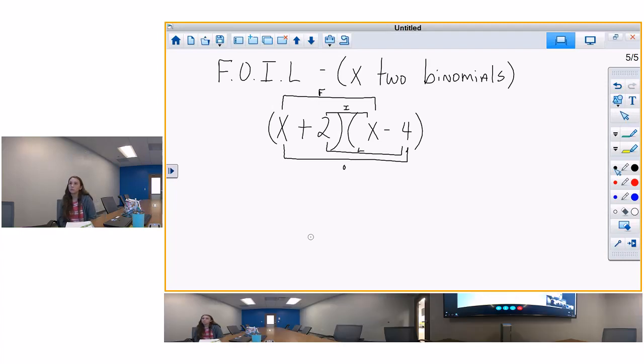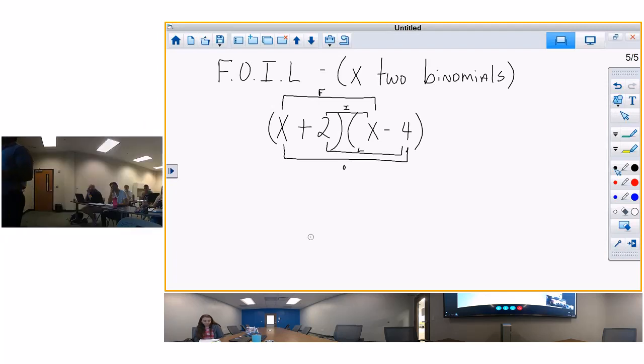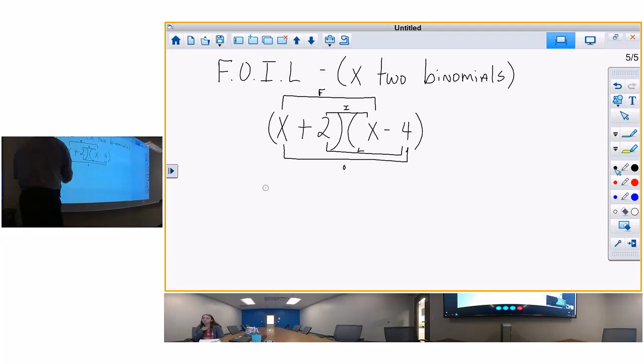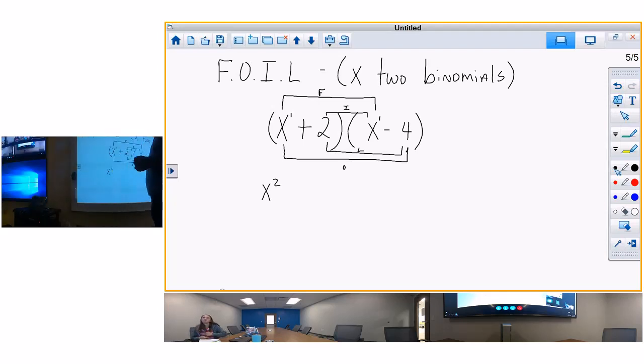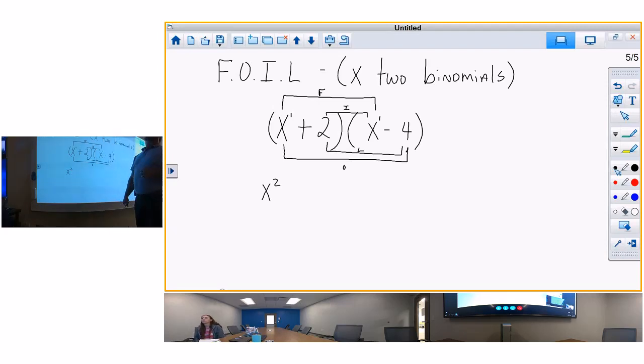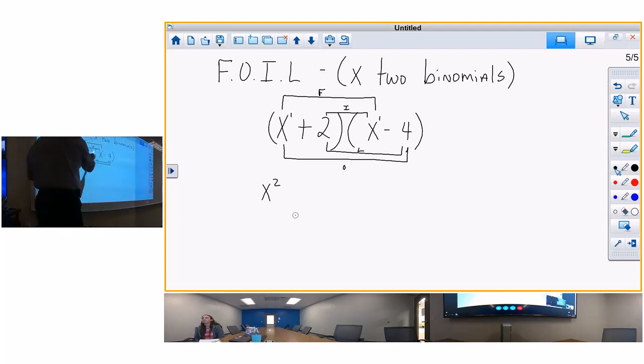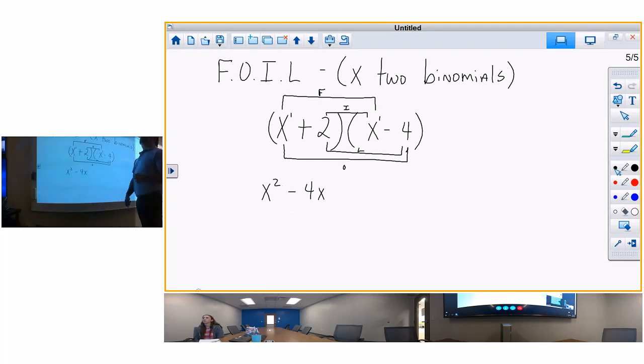The first, the F stands for first. X times X is X squared, because this is to the first power and that's to the first power. Add the exponents. The O, depending on where you're from, stands for outer. Or if you're not from around here, it's outside. Okay? So outer, x times -4. The I stands for inner, or inside, 2x. And then last is negative what?